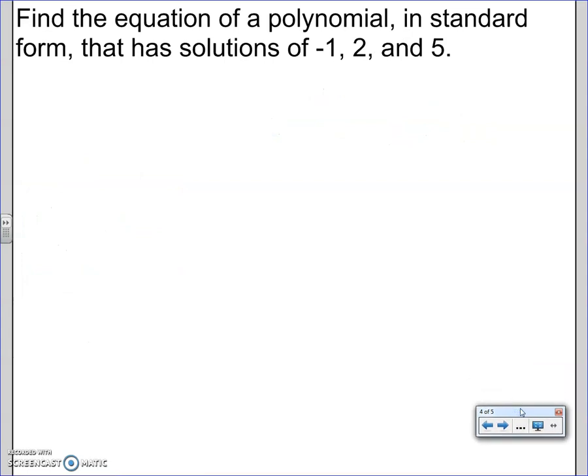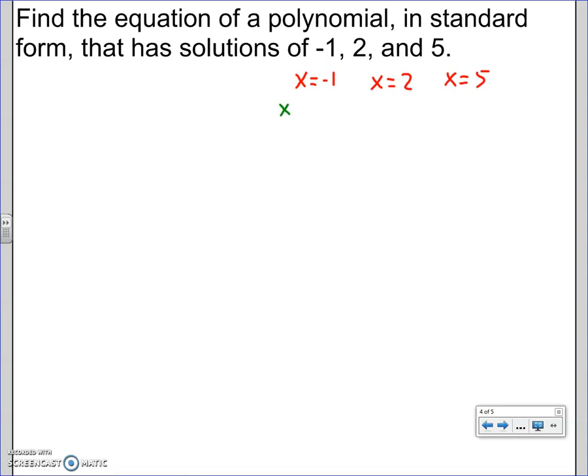Here we have three answers. This is going to be cubic, third power. So again, find the equation of the polynomial in standard form that has those solutions. So if you know x equals negative 1, x equals positive 2, and x equals 5, unsolve all three of them by moving the thing to the left.